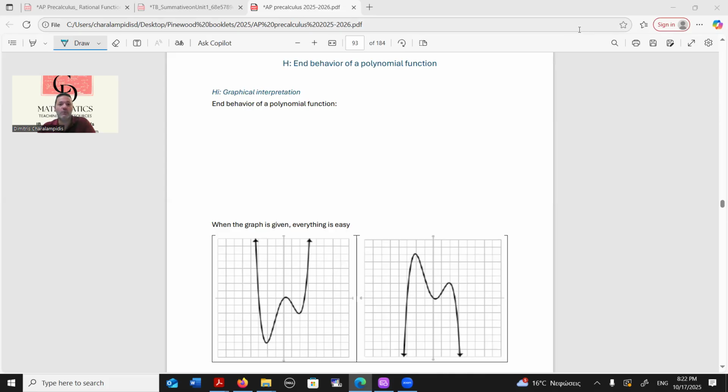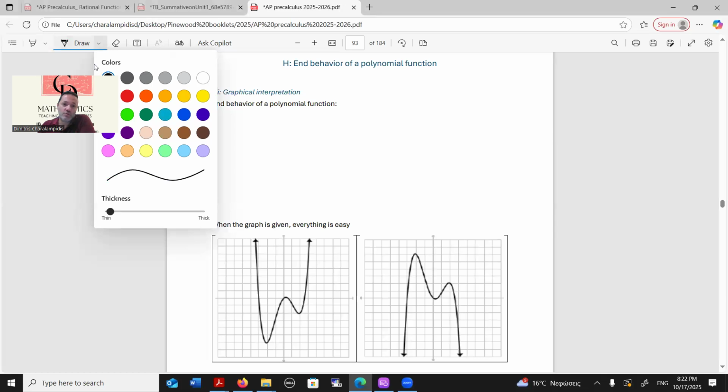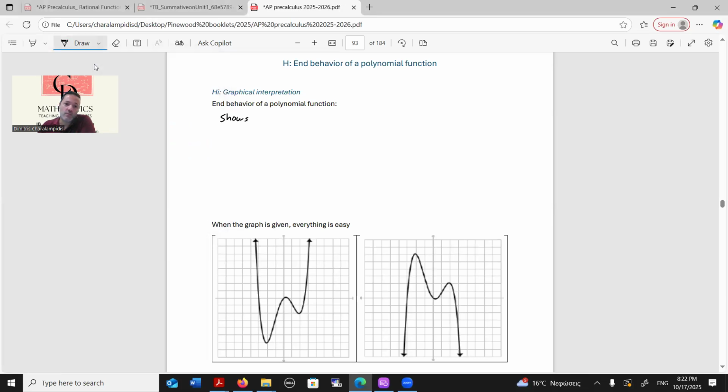In simple words, end behavior of a polynomial function shows what happens to the y values of a graph as the x values tend to plus infinity or minus infinity.